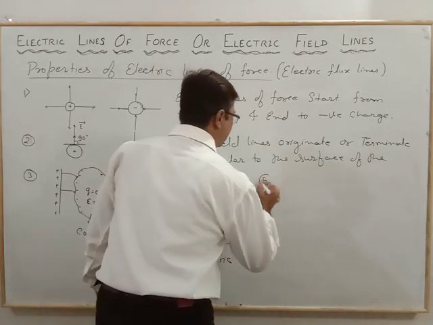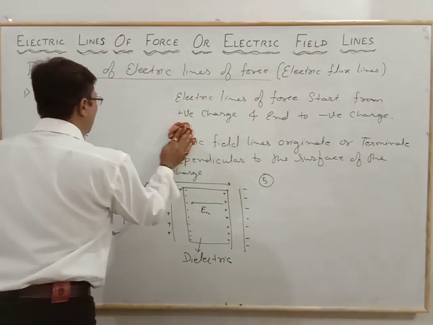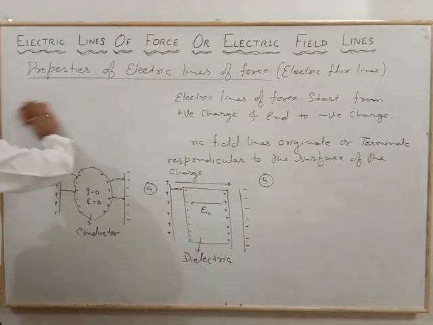Now, what is the fifth property? Two electric field lines never intersect each other.